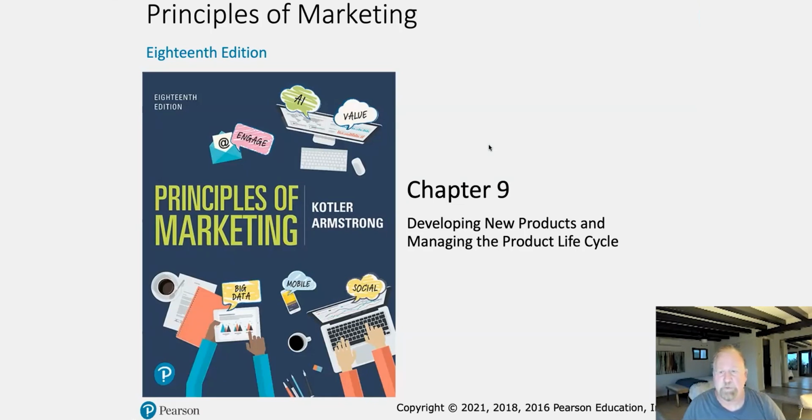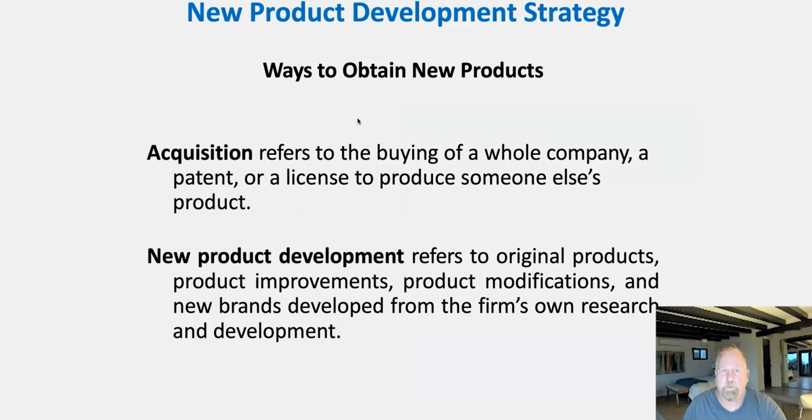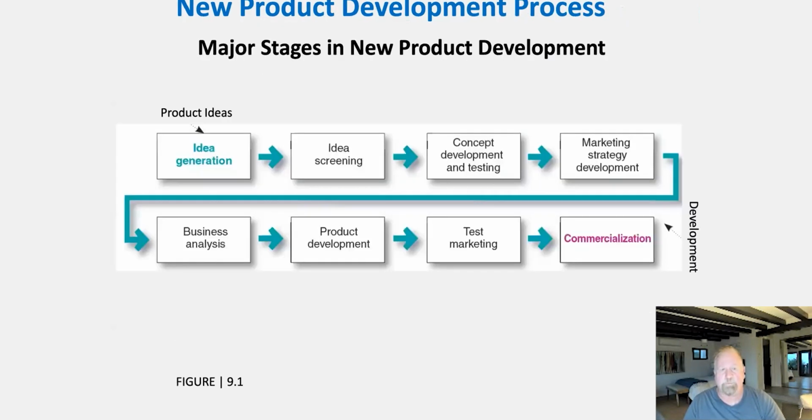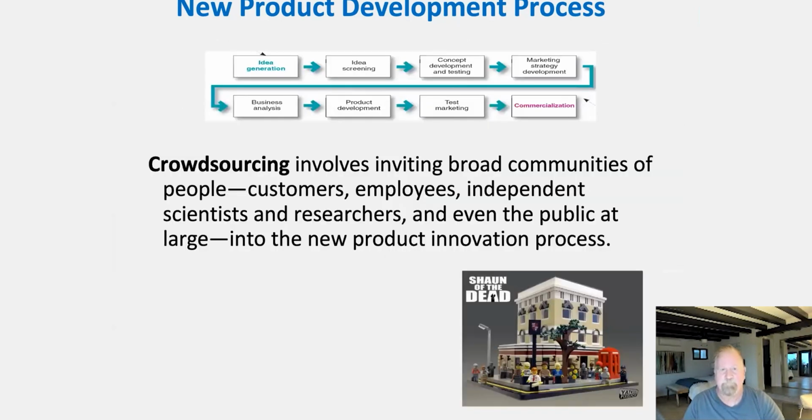This brings us to our final chapter for the exam, chapter 9. In chapter 9, we'll be focusing on new product development strategy. This is ways to obtain new products. You should know the definition of acquisition. You should know new product development as well. You should be very familiar with the major stages of new product development. So if I ask about these stages and what new product development is and how it works in a typical organization, this is a very important figure for you to understand.